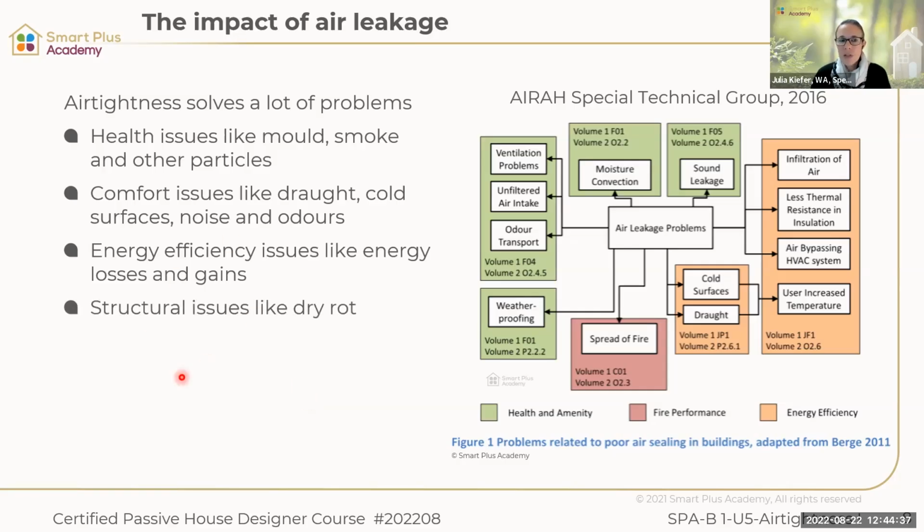And then we could have structural issues like dry rot. So air movement also means that there's moisture moved, and we could have problems in our structure. It could be a fire hazard as well. So you can see with airtightness, we can solve all of these problems if we're doing that properly. There's a little bit of a graph there as well. So have a little bit of a look at that. It's very interesting here.